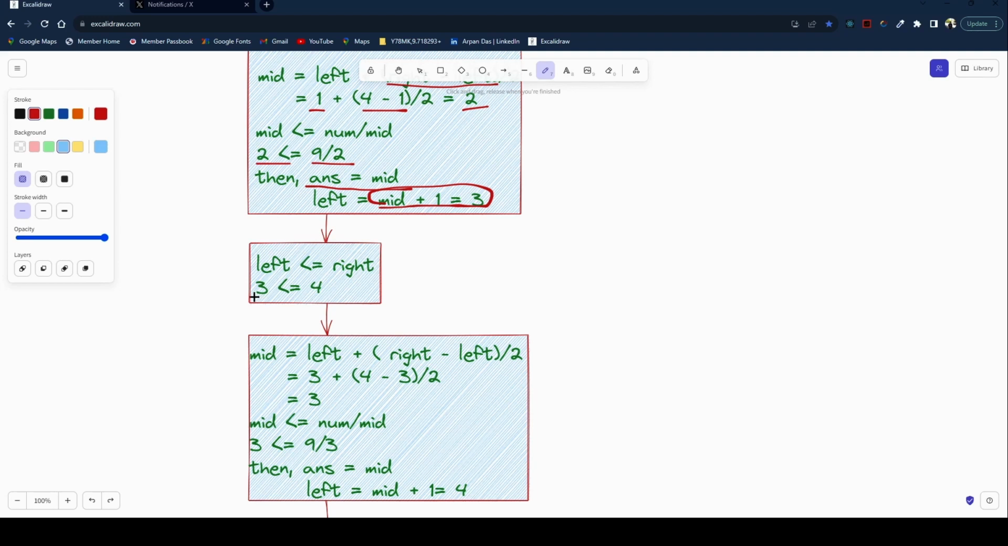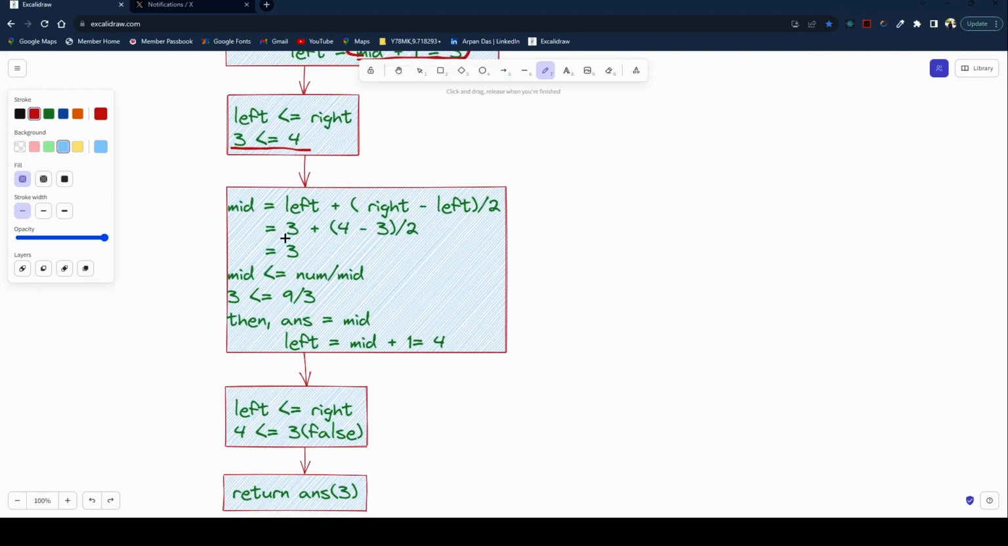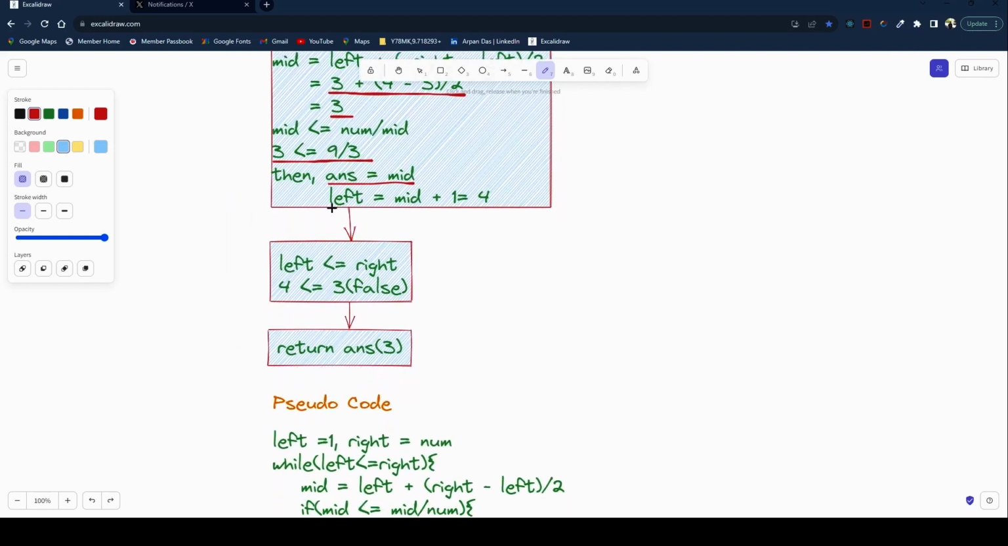Next iteration. Left is smaller than or equal to right. Yes, 3 is smaller than 4. Then mid equals left plus right minus left divided by 2. Then mid is smaller than or equal to num divided by mid. It is equal, so we do the next step: answer equals mid, and left equals mid plus 1, which is 4. Now left is smaller or equal to right is false. The loop will break and we will return the answer, which is 3.